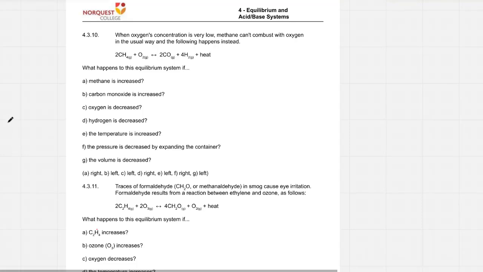Two more pages of Le Chatelier's principle. Screaming won't help us. I guess we just have to get through it.